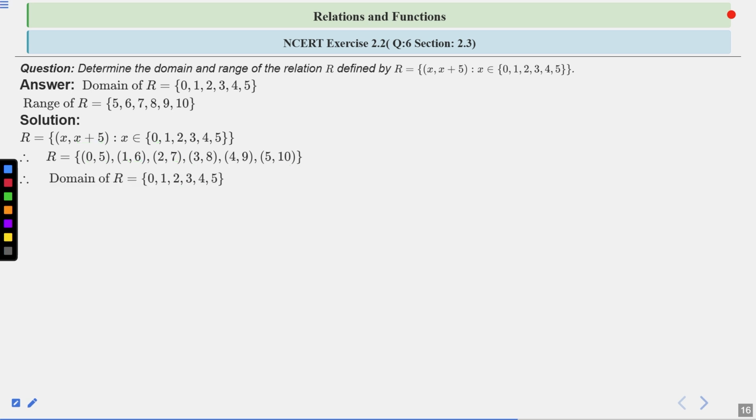Now the domain of R, quite simple. You just have to collect all the first elements of the ordered pairs which are in the relation R. So 0, 1, 2, 3, 4, 5. Now for range.